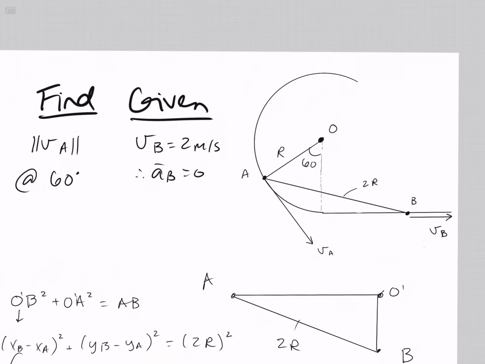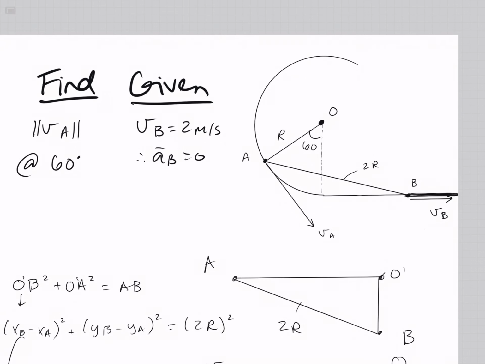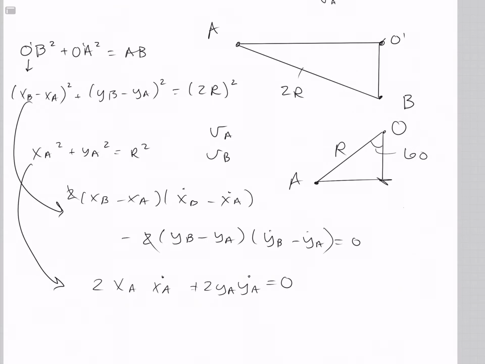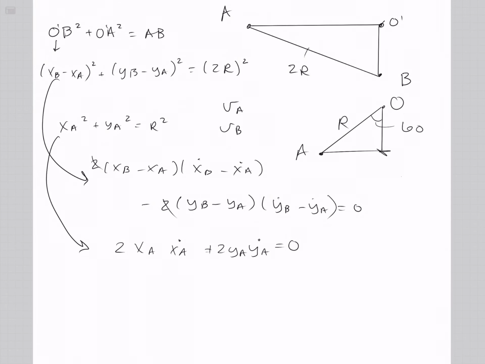We know that this distance here is going to stay the same. V of B is traveling horizontally, and because of that, we know y of B equals negative r, where this distance is r. We know that it's going to stay constant. Because it's staying constant, we know that y dot b is going to be 0. So when we start solving for x of a and x of a dot, we can put in those values.